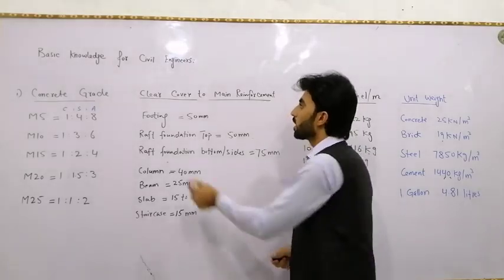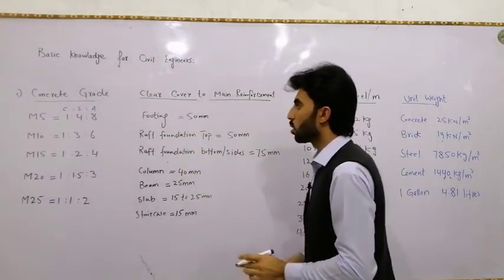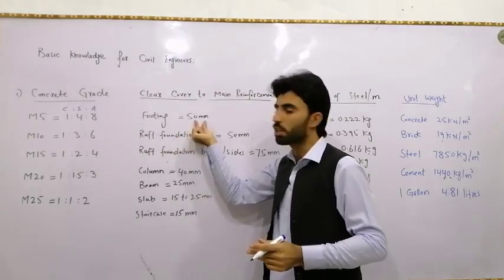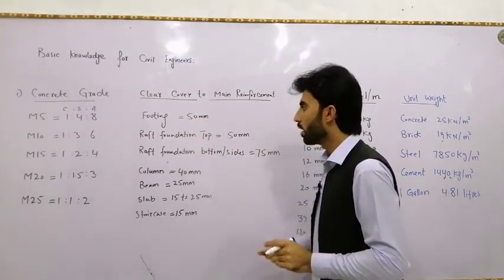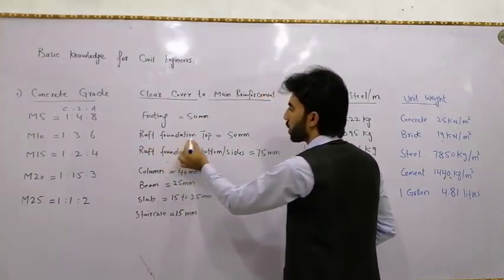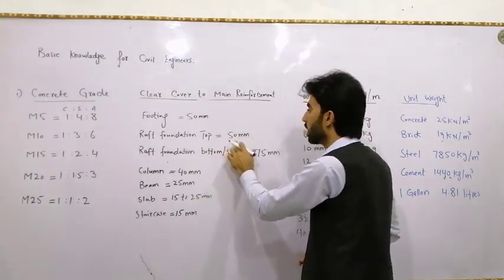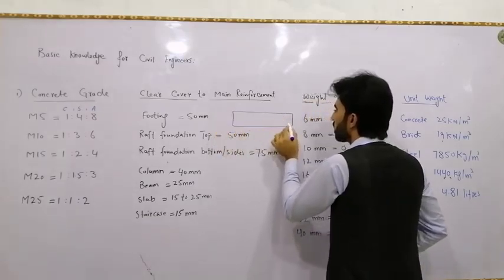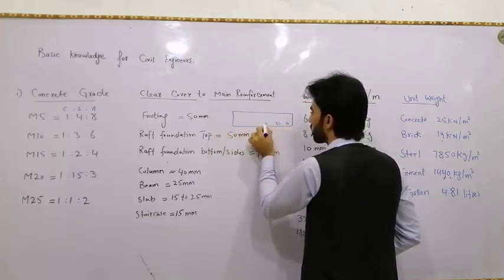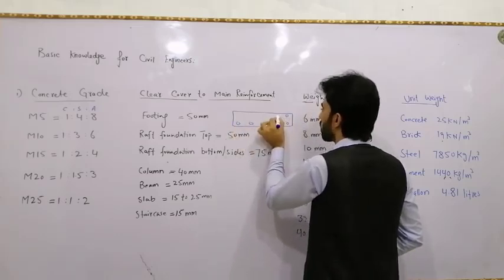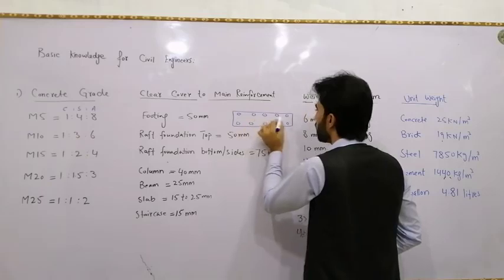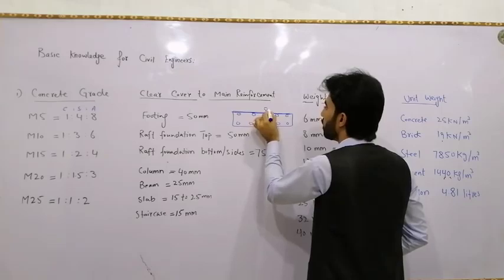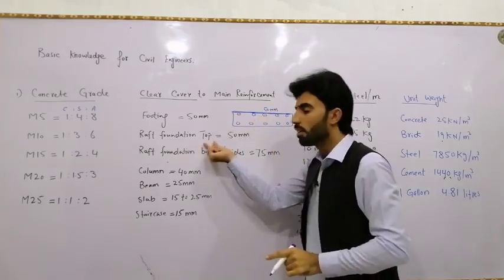Second, we have clear cover for main reinforcement. For footing we have to provide clear cover of 50 millimeter. Remember this point. The second one is raft foundation top, which will be 50 millimeter. This is a raft foundation cross section. Here these are steels, and these are also steels in the raft foundation. So this is cover, but the top concrete cover should be 50 millimeter. Remember, that should be 50 millimeter.